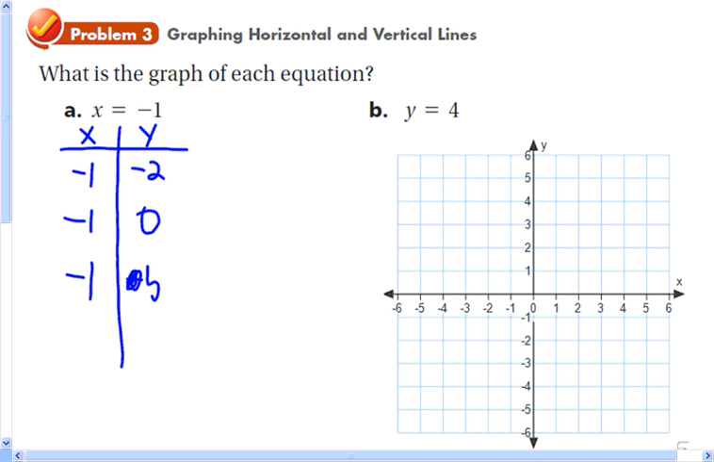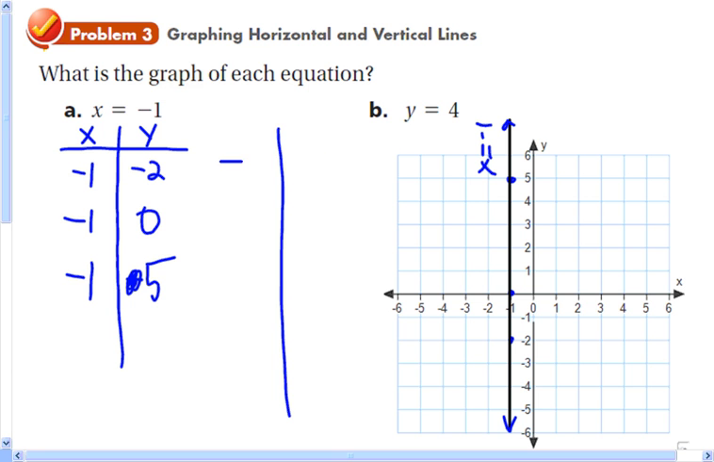Let's do a positive number, positive 5. So if I graph those, negative 1, negative 2, that's there. Negative 1, 0 is there. Negative 1, 5 is there. And if I draw a line through those points, I get a line that looks like that. And that's what the graph of x equals negative 1 looks like.